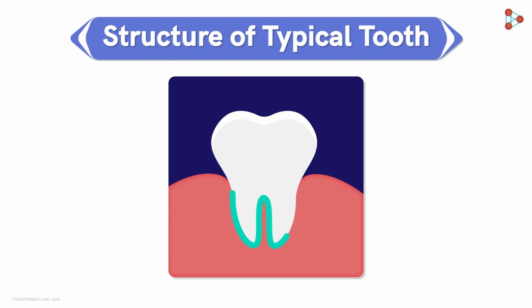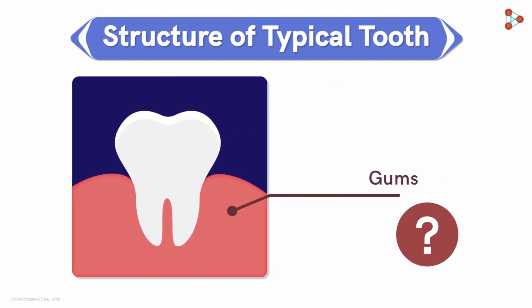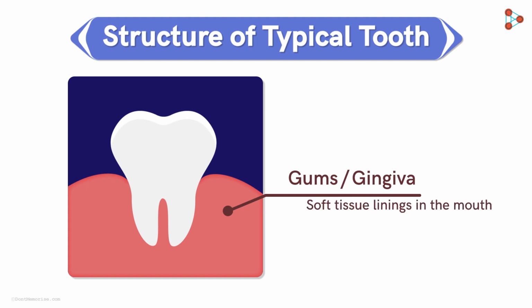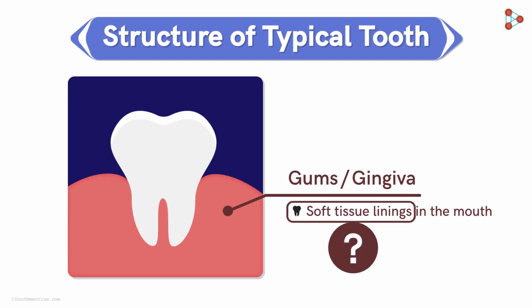A tooth consists of two main regions, one which is above the gum surface and the other is present below it. What are the gums, by the way? Gums, also called the gingiva, are the soft tissue linings in the mouth. But the gums appear to be so hard. So how can they be called soft tissue linings?